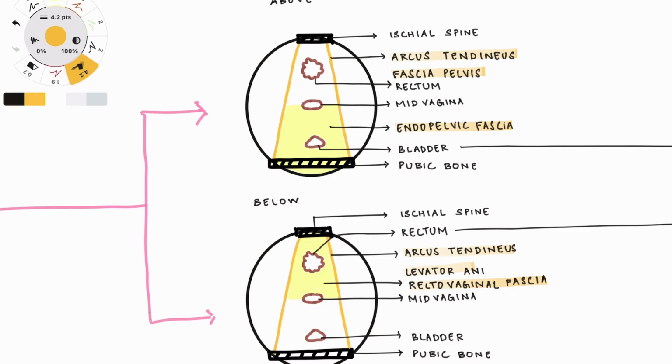In the layer which is present below, the structures which form the supports are arcus tendineus levator ani and rectovaginal fascia. Arcus tendineus levator ani is the thickened levator ani fascia which extends from the ischial spine to the pubic bone. Rectovaginal fascia extends from the posterior vaginal wall to the ischial spine in between the two sides of arcus tendineus levator ani.